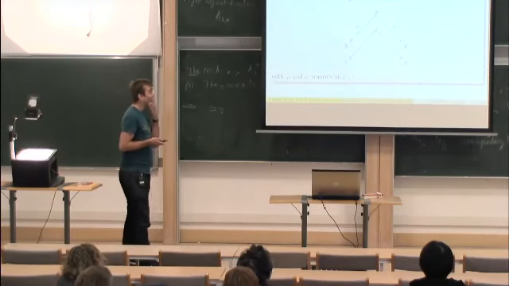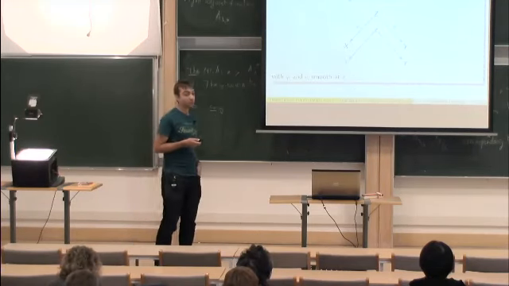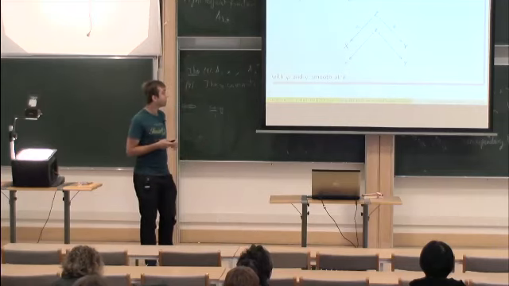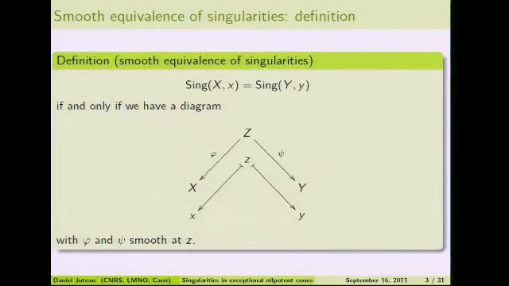So I said we are working up to smooth equivalence of singularities, so I will give a precise definition. So we have 2 varieties, X and Y, with 2 marked points. And we say that the singularities are smoothly equivalent if we can find another variety Z with two morphisms and a point in Z which maps to X and Y, and the morphisms should be smooth at that point. So it is an equivalence relation. So it may look a bit strange, but I will explain more.